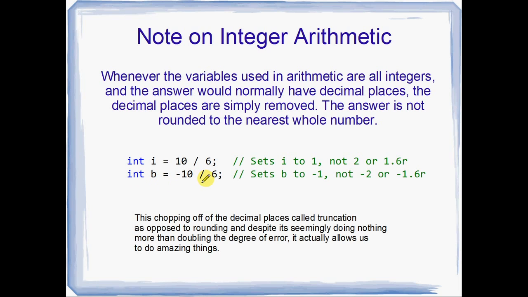Int b equals negative 10 over 6 is going to set b to negative 1. Not negative 2 or negative 1.6666666 recurring, it's just going to chop off that 0.6 there and set it to negative 1. And this is called truncation. And this is what integer arithmetic is all about. It seems as though it's just doubling the degree of error each expression that we do, but actually it's really, really useful.